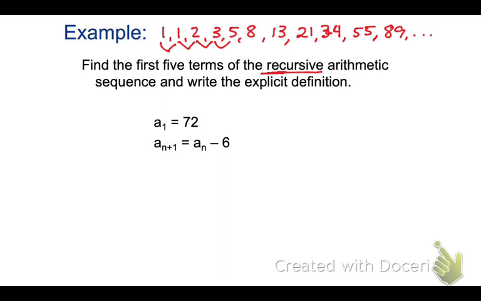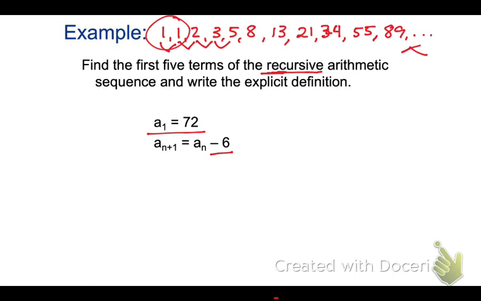Okay, so the Fibonacci would have two initial conditions because you'd have to start out with 1 and 1. But all the ones we're going to deal with have one initial condition. I've worked with recursive definitions that have like 5 initial conditions. So it tells you my first term is what? 72. And what does it tell me I'm doing to every other term? Subtracting 6.